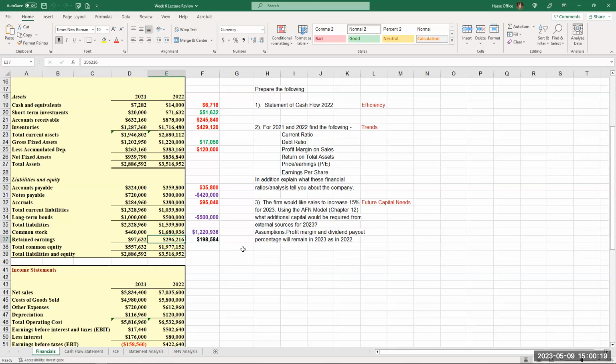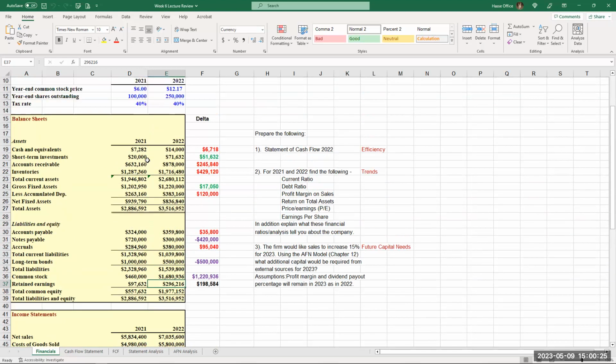And one of the key things of the balance sheet is to prepare a statement of cash flow, which takes the deltas of the balance sheets, or the changes from one year to the next, and includes those as a statement of changes, a statement of cash flow. This year, the company increased their cash position by $6,718.